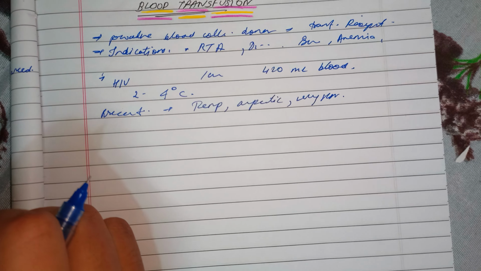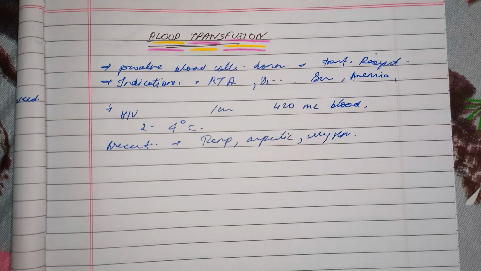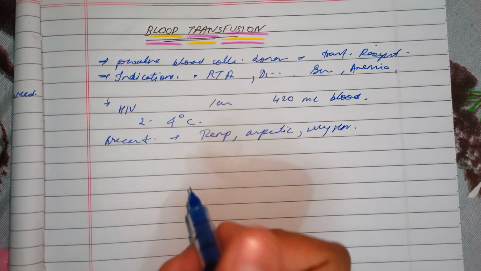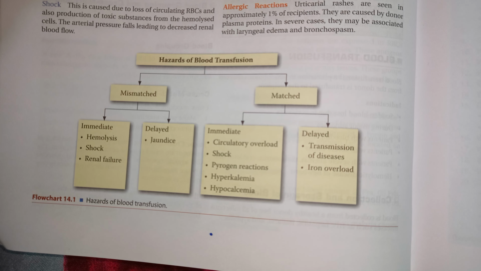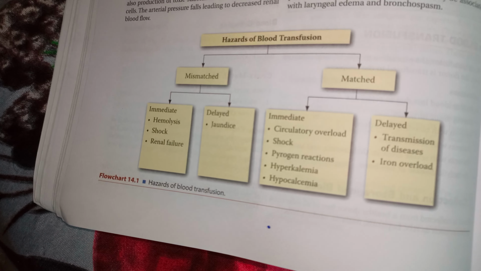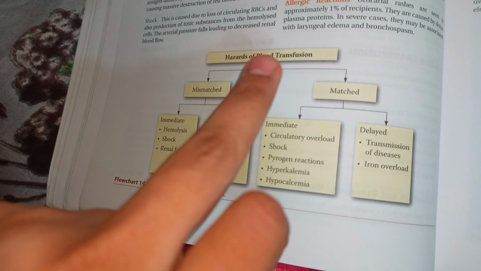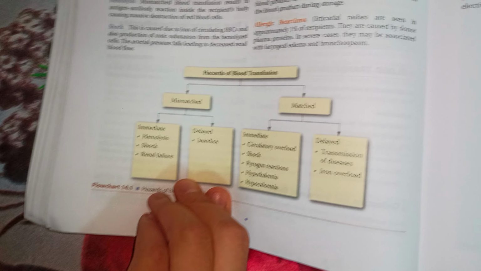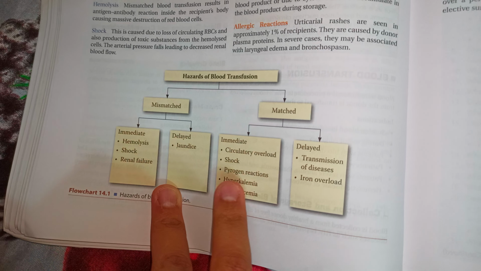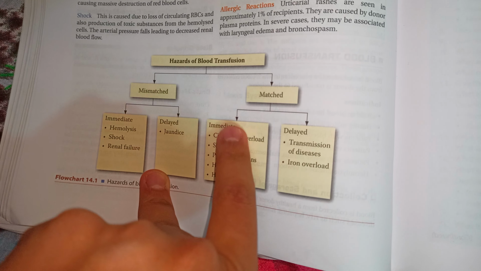Now, what are the different hazards of blood transfusion? I will show it in my textbook only. You can refer to this table of hazards of blood transfusion in this textbook. It's written in a very easy form. What are the hazards? First of all, whether the blood group is matched or mismatched. What are the complications? If it is matched, then there are immediate and delayed complications.